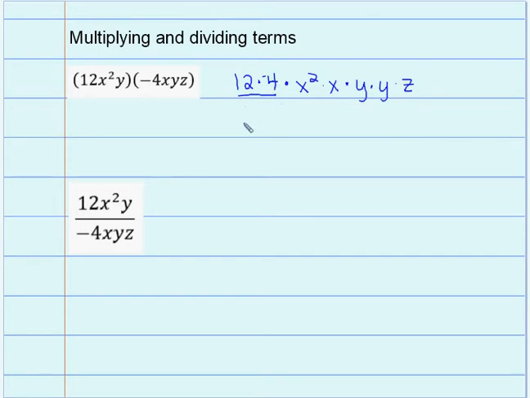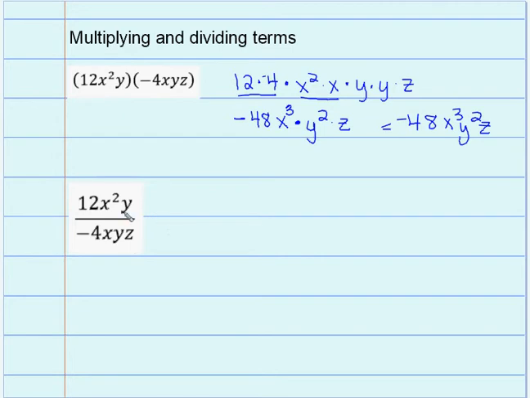12 times -4 is 48, but only one was negative, so it's negative. My base here is x, and when I multiply, I add exponents, so 2 plus 1 is 3. Y times y would be y squared times z, and then I don't need those little dots in there, so I'm going to clean that up. It'd be -48 x cubed y squared z.